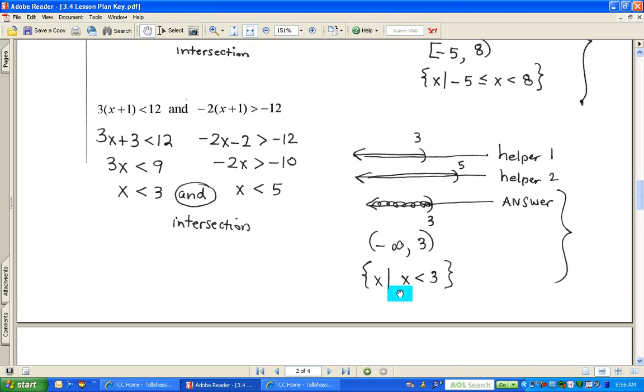Whenever you're using set builder notation, letters are required. When you're using interval notation, I don't want to see a letter. When you're using a graph, I don't want to see a letter. So the only time letters appear is if your instructor has asked you to write the answer in set builder notation. Otherwise, there should be no letters.